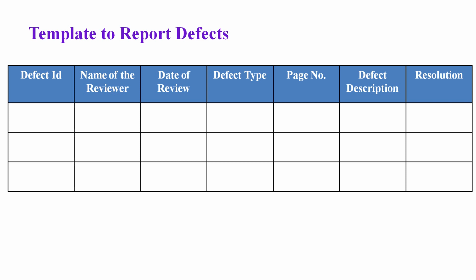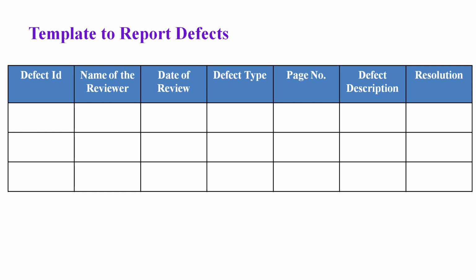The first column is the defect ID. That means each and every defect will have some identification number. Some unique number will be assigned to the defect. This is the defect ID. Name of the reviewer, that is, who is reviewing this document and who has found this defect. That name of the reviewer should be there. And the date of the review, on which date you have performed the review. That means on which date you have found the defect.